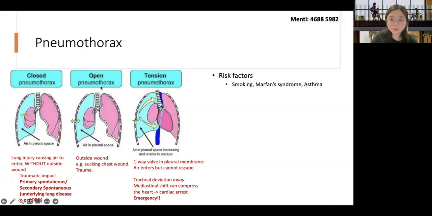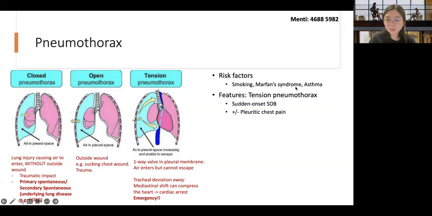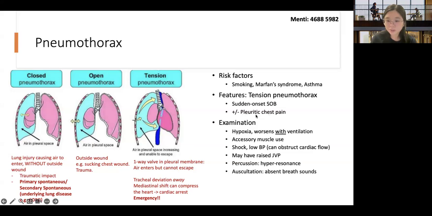So some risk factors: smoking, Marfan's, which I've already explained just now, asthma, COPD, just any lung condition. A chronic condition would likely compromise the integrity of the lung tissue, if that makes sense. So if you have tension pneumothorax, you would tend to have pleuritic chest pain as well.